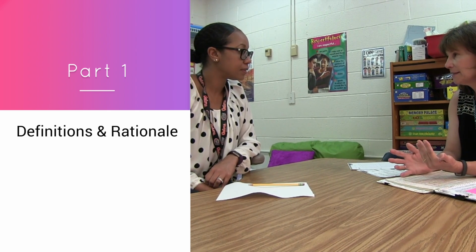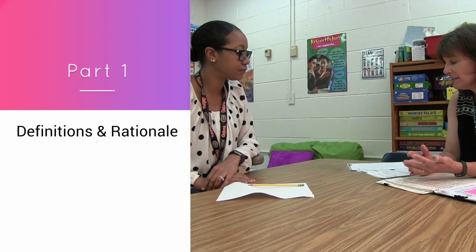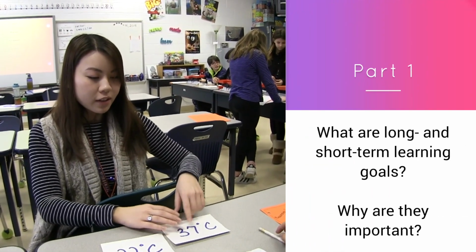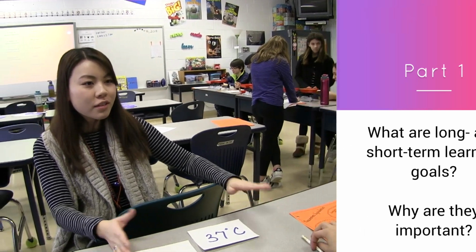Part 1 defines short and long-term goals and provides a rationale for identifying and prioritizing learning goals for students with disabilities. Part 2 demonstrates how various individual student data sources, state standards, and the IEP support educators in identifying essential areas of need to develop long and short-term goals. Part 1. What are long and short-term learning goals, and why are they important?